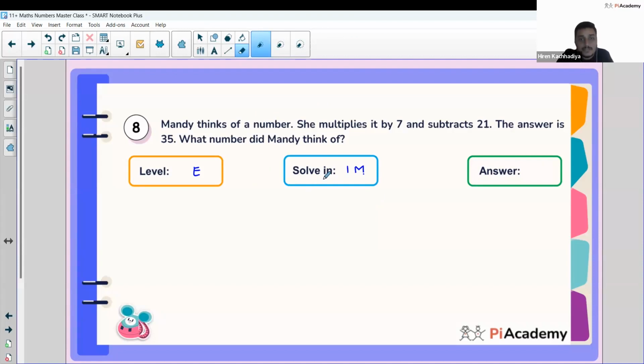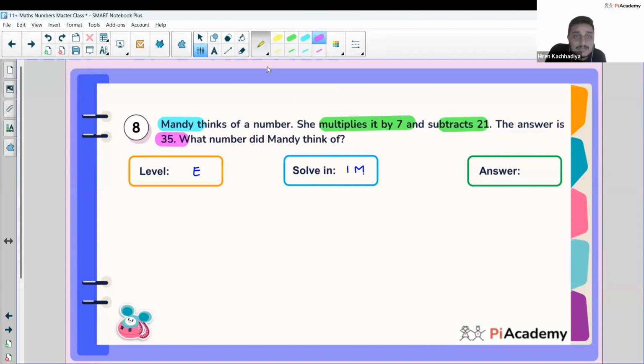Okay, time's up. Okay, everyone. So it is a very easy question, and I kept the easy question at the end so you all will get a good feeling, like I did solve this question, right? Okay. So Mandy thinks of a number. We don't know what Mandy's number is, but you have these things: she multiplied by 7, subtracted 21, and the final answer was 35.